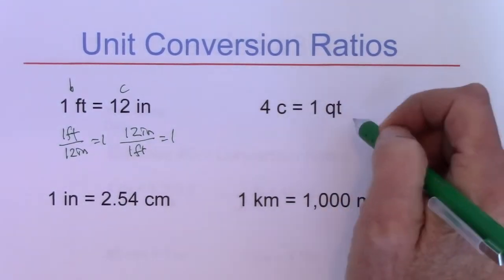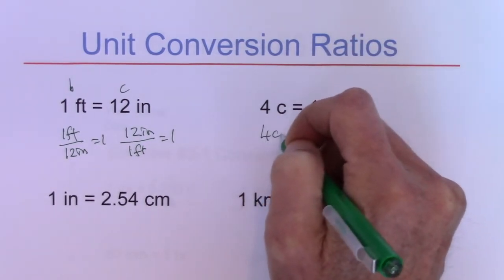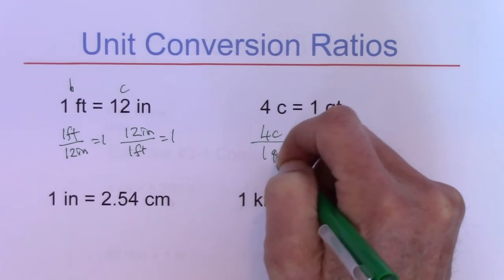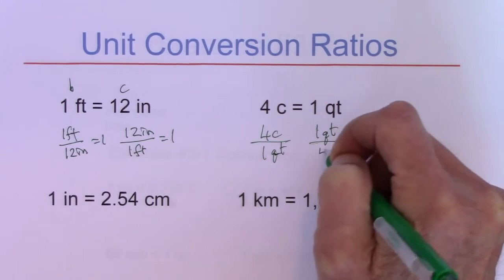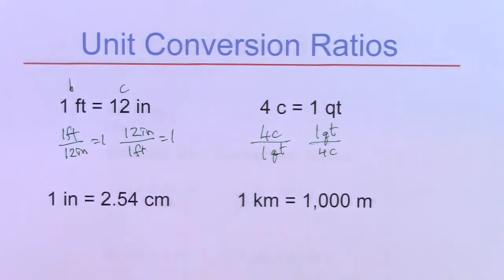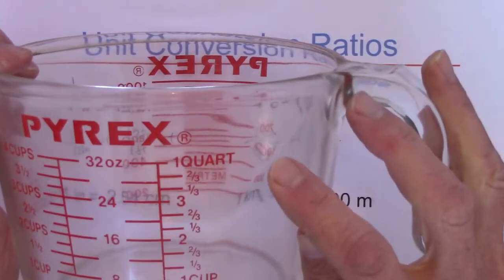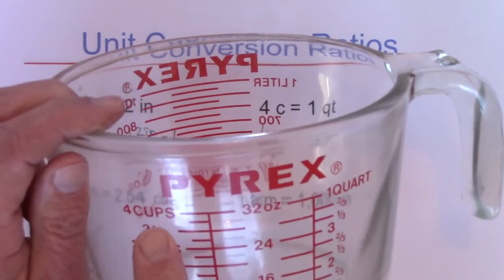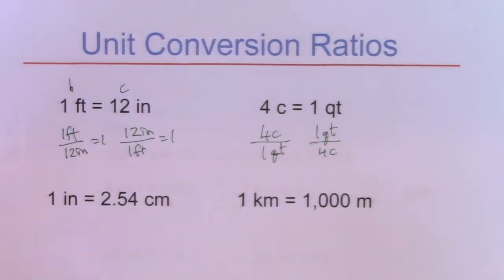Similarly, we can say 4 cups equals 1 quart. From that, we can get 4 cups over 1 quart is equal to 1, and 1 quart over 4 cups is equal to 1. And I'm not going to write equal to 1 every time. Here's a quart measure, and we see 1 quart at the top here, and we see 4 cups. So physically 4 cups and 1 quart are the same. So if you divide one by the other, you have to get 1.